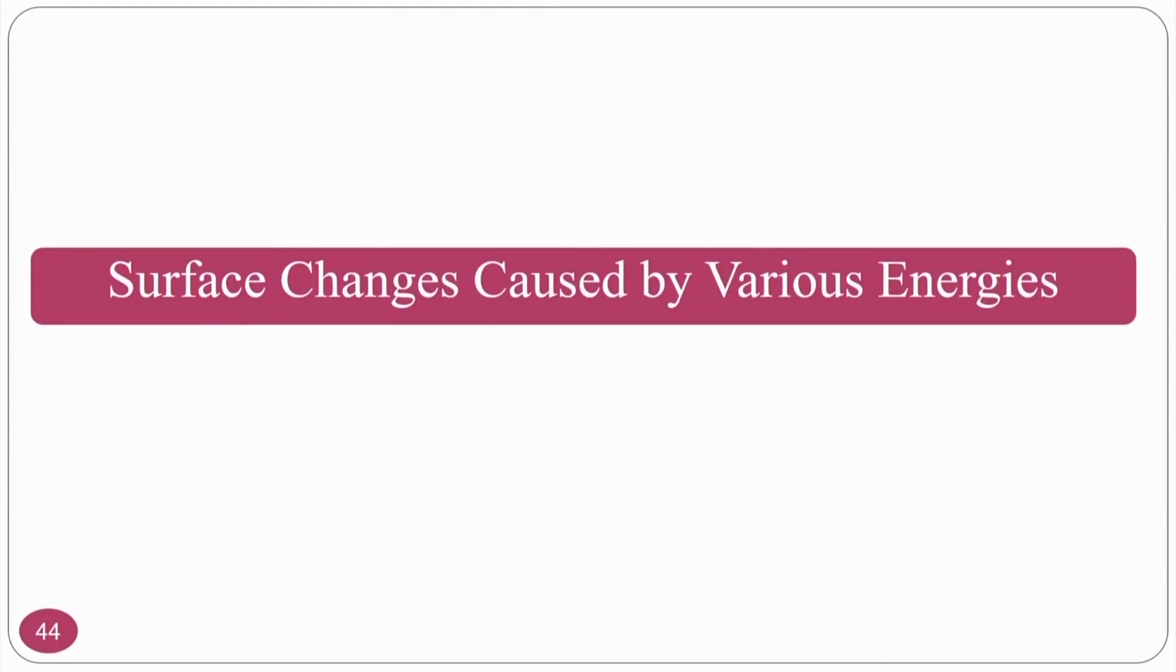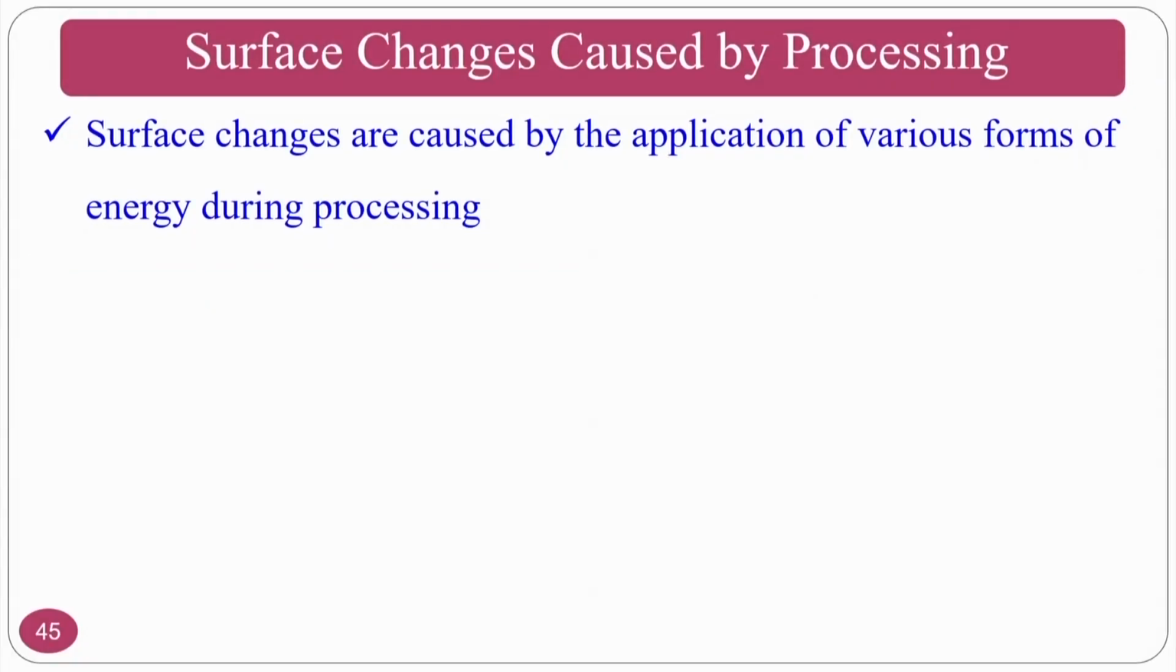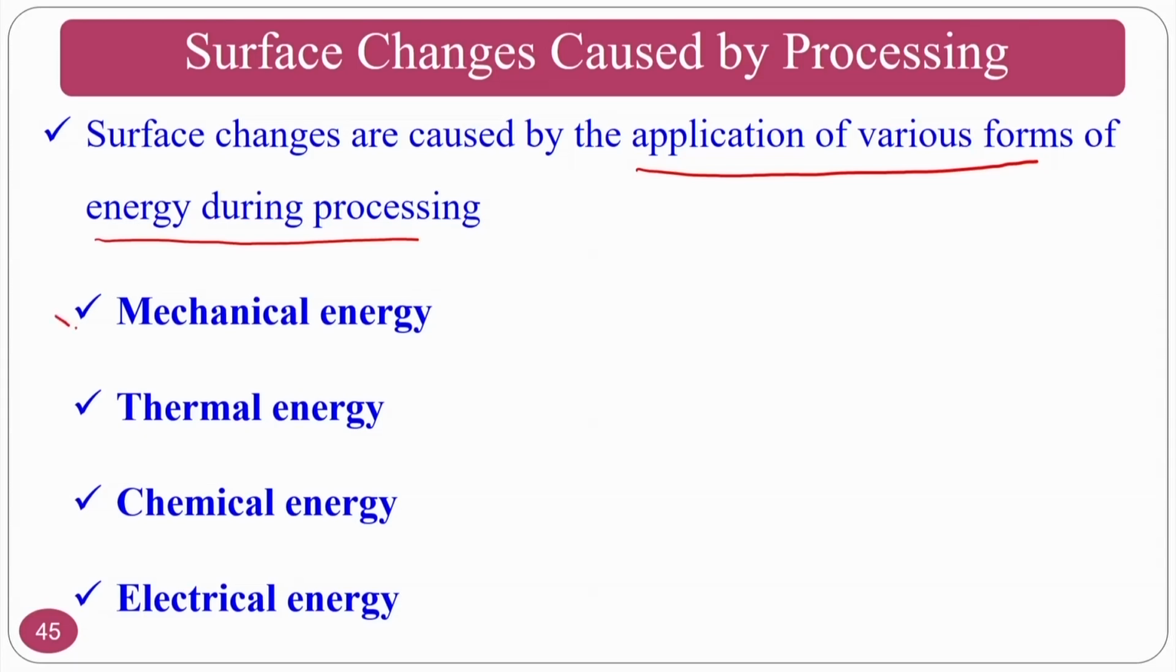Surface changes caused by various energies. Normally these surfaces are developed by many types of energies like mechanical energy, electrical energy, chemical energy and so on. So, how are these surfaces generated by these types of energies? Surface changes caused by various processes. These are caused by the application of various forms of energy during the process. Which forms will we see here? First one is mechanical energy, then thermal energy, then chemical energy and electrical energy. You have various energy forms, and how these affect the surface roughness, that we will see here.